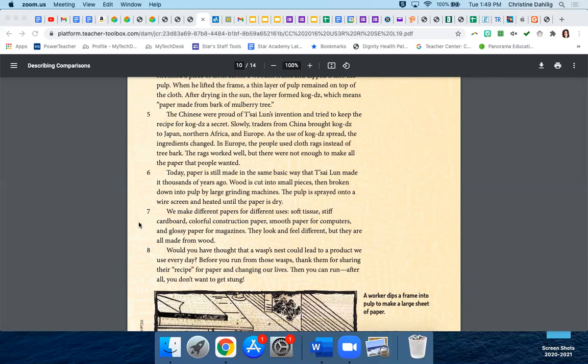We make different papers for different uses: soft tissue, stiff cardboard, colorful construction paper, smooth paper for computers, and glossy paper for magazines. They look and feel different, but they are all made from wood. Would you have thought that a wasp's nest could lead to a product we use every day? Before you run from those wasps, thank them for sharing their recipe for paper and changing our lives. Then you can run. After all, you don't want to get stung.